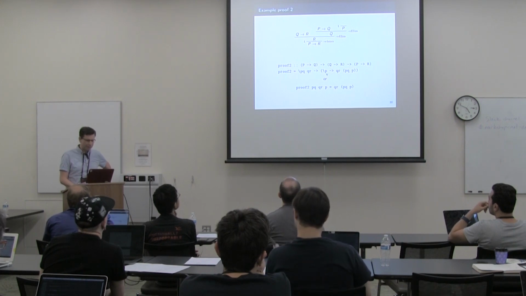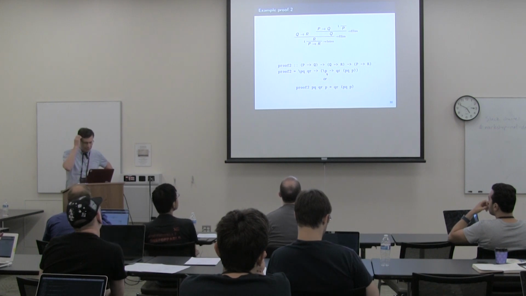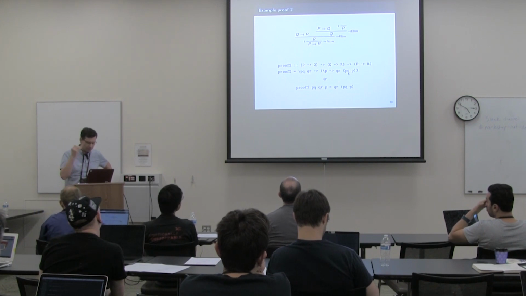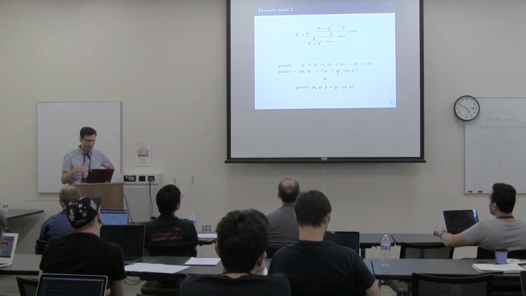What does it look like? Well, that takes p, and what are you going to do with p? I'm sorry, you're going to apply the function from p to q to get something of type q. And then you're going to apply the function from q to r to get something of type r. And so there you go.